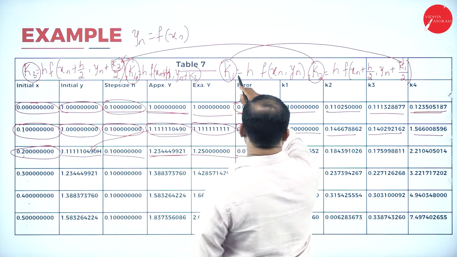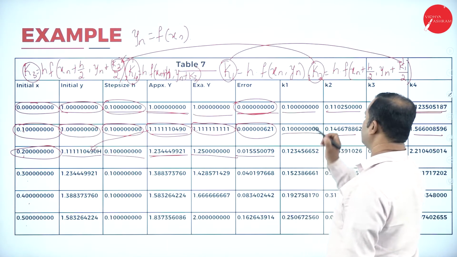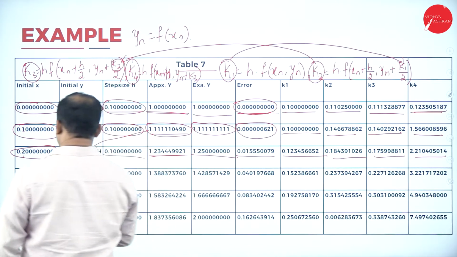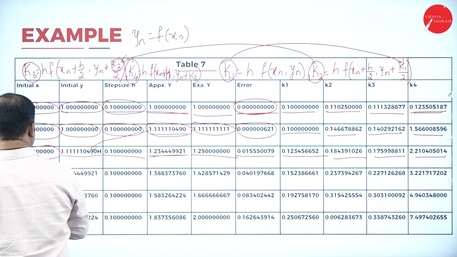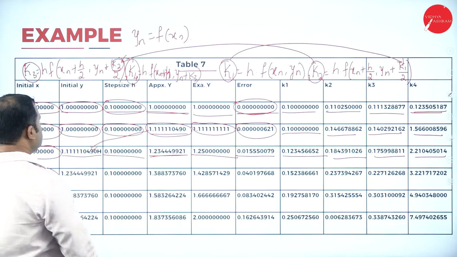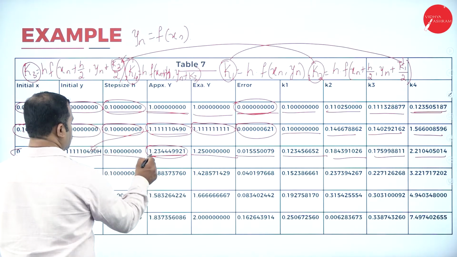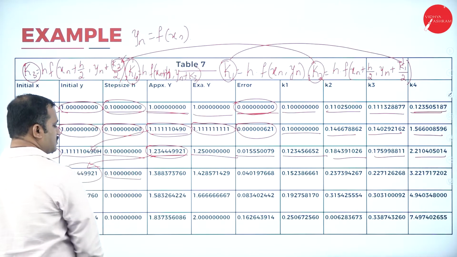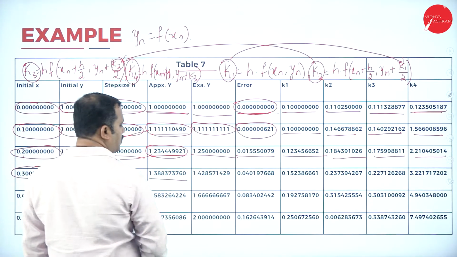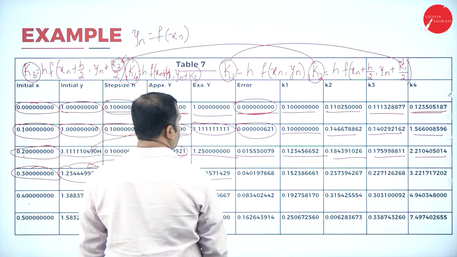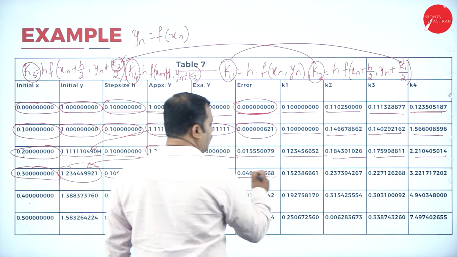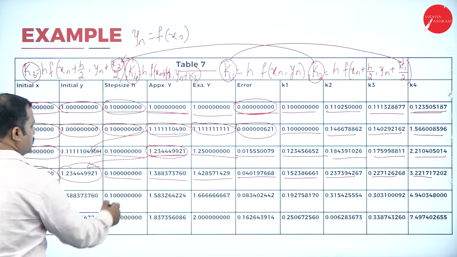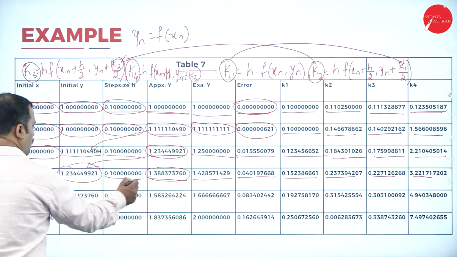Then similarly, using these formulas, k1, k2, k3, k4 are determined. These values are obtained. And finally, we get the value for the next iteration, that is 0.3000. For this, I am taking the value from here, that is 921. This is my initial value of y. Then we have a step size of 0.1. This is the predicted y. This is the approximate exact y. Then this is the error rate, and k1, k2, k3, k4 using the formulas. Then we have obtained this term. This becomes my new value of y.